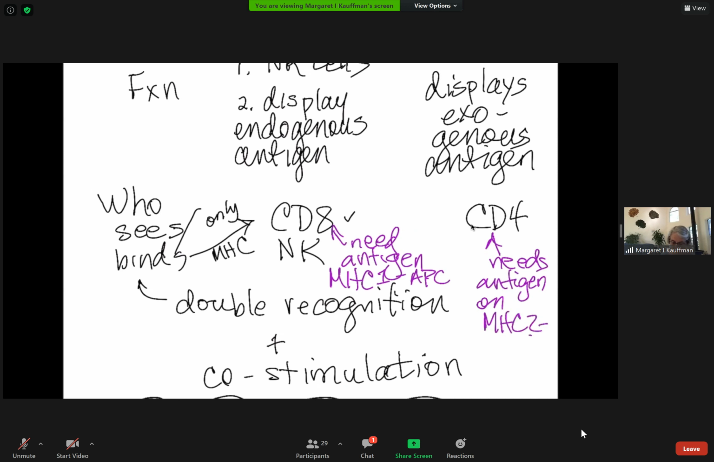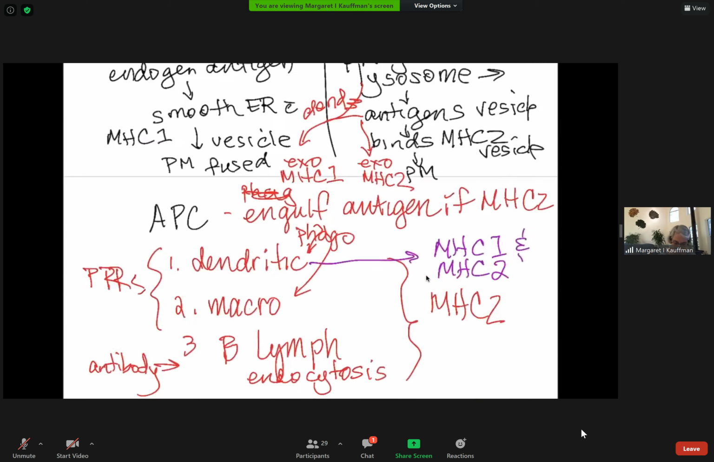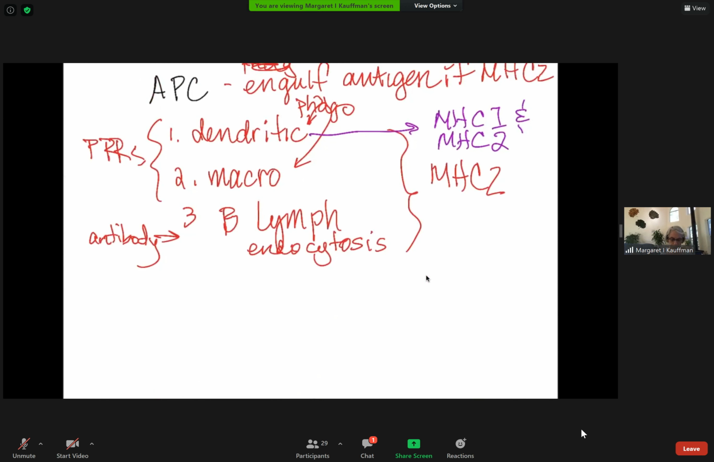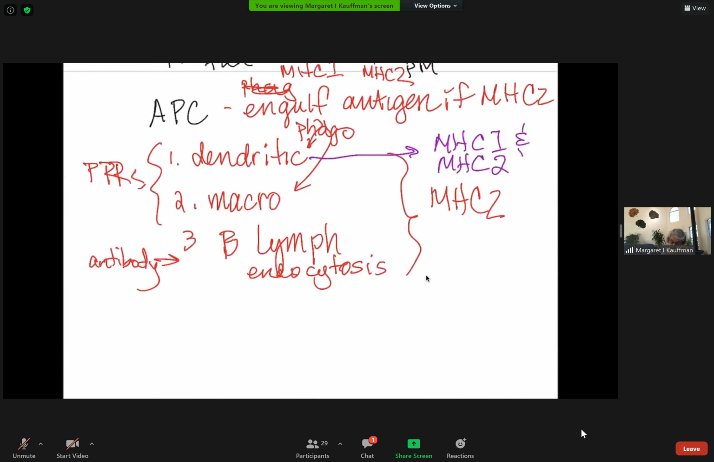So if we want to get the CD8 T cell activated, then we've got to present the antigen on MHC1. Is that clear? Any questions about that? Okay, Ileana. So once you've got these guys being presented, that's where the double recognition is going to undergo the beginning of trying to get your activation of your T cells or your B cells. Later, we'll talk about those.